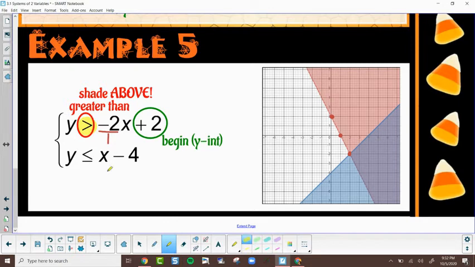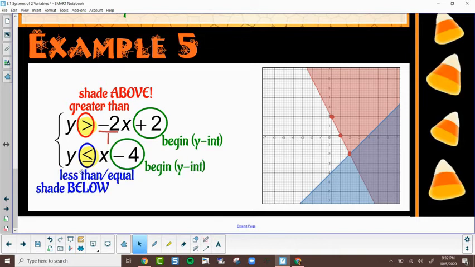Okay, let's look at the bottom one. So I have y is less than, which means I'm going to shade below. And it looks like I can be equal to, so I've got a nice solid line. And then this one was beginning at negative 4, and it's going up 1 over 1, up 1 over 1, up 1 over 1.